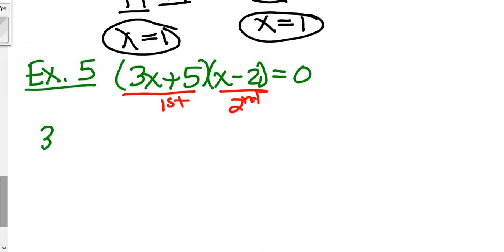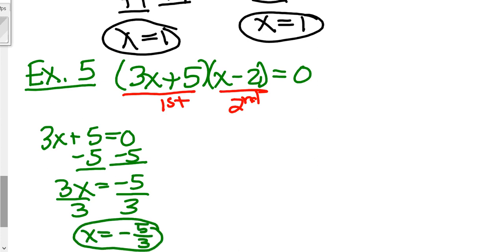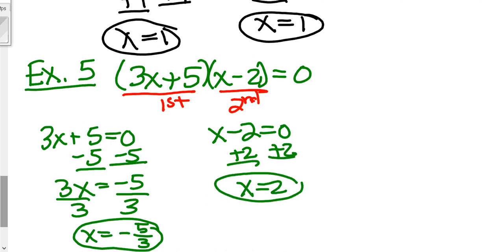So we got 3x plus 5 equals 0. Subtract 5. We get 3x equals -5. Divide by 3. X equals -5 thirds. Okay. Then we're going to solve for the second part. X minus 2 equals 0. Add 2, add 2, and we get x equals 2. There's your two answers.